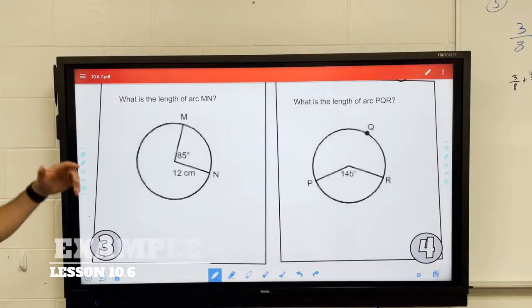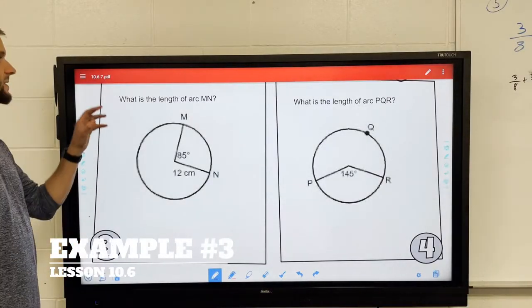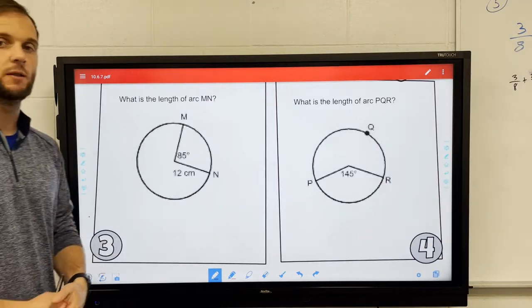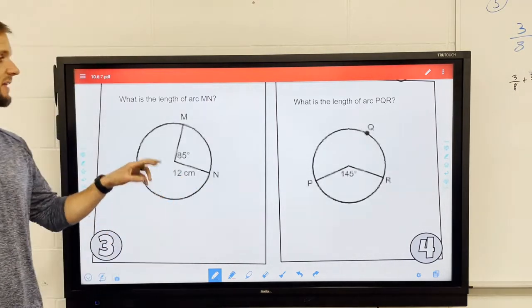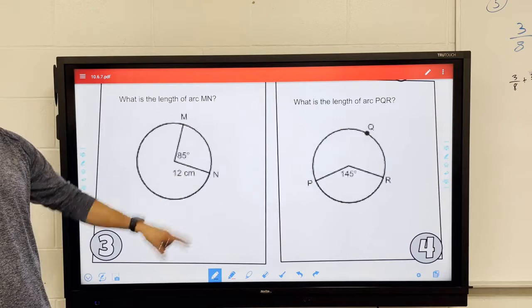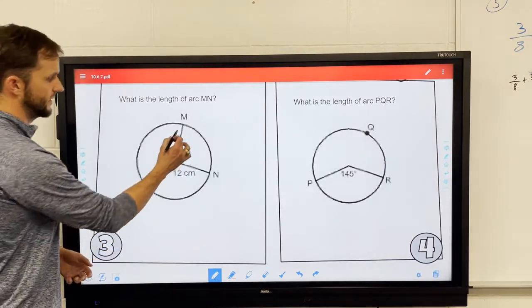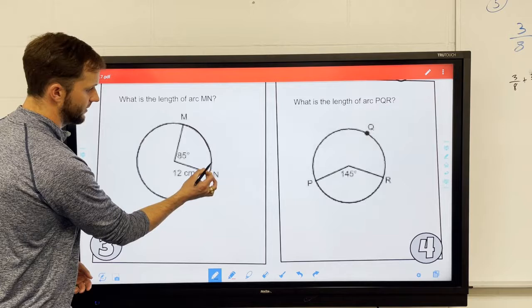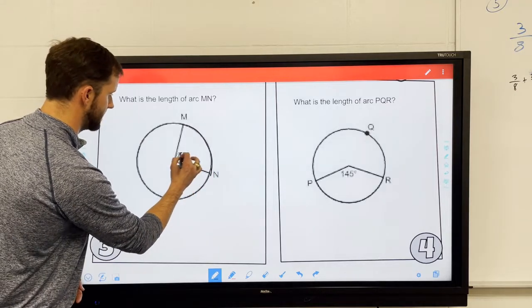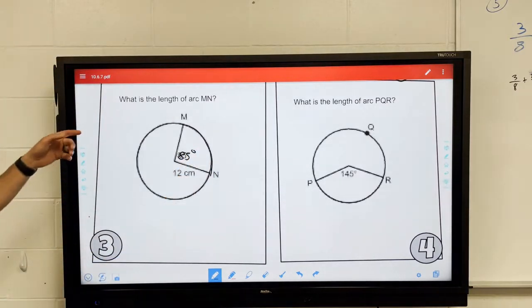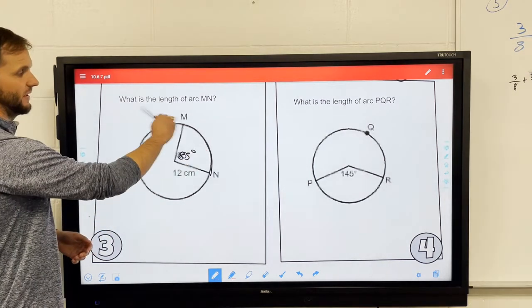All right, so on example number 3, it wants me to know what is the length of arc MN. And I want to let you in on a little secret. In math, if they list an arc with just 2 letters, that means the shortest distance between those two. So the shortest distance between these two is going to be from here to here. And just so y'all know, this is going to be 85 degrees. It's kind of jumbled up and looks weird, okay? So that would be 85 degrees right there, okay? So I'm going to be finding the arc length of MN here.